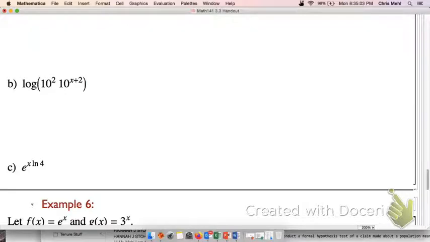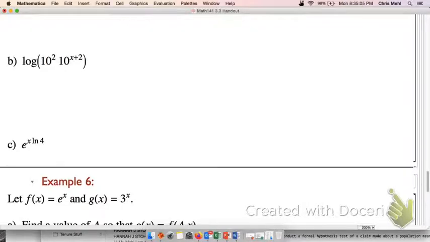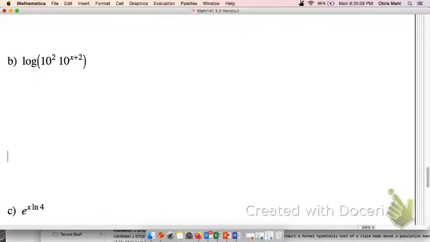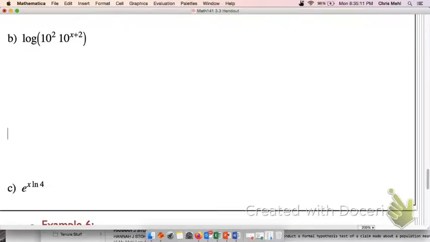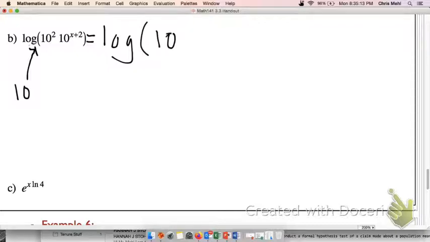Part B. Here I'm going to use a property of exponentials before I simplify this with a log. Now, log base, again, there's a secret base of 10. When you see this, there is secretly a base of 10 down here. This equals log of... now, when you multiply things of the same base, you add their exponents. 2 plus x plus 2 is x plus 4.